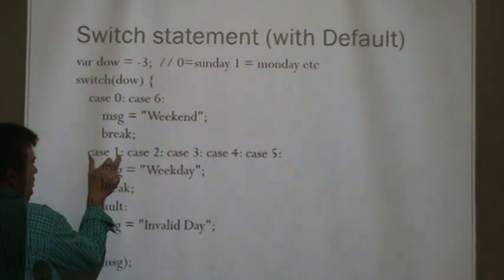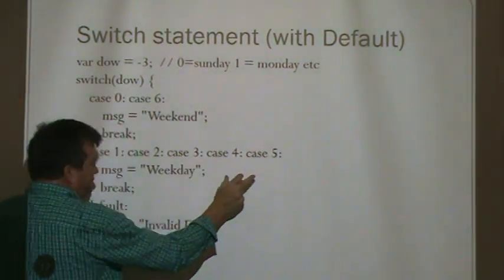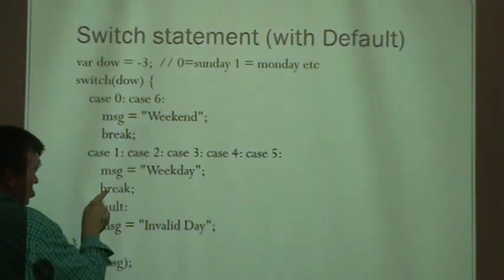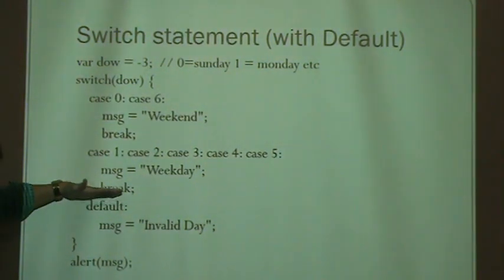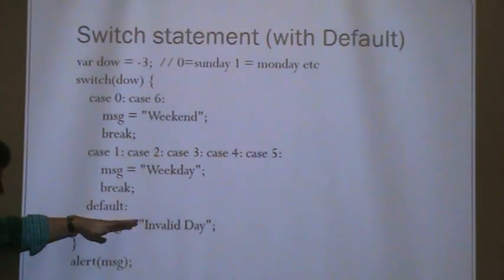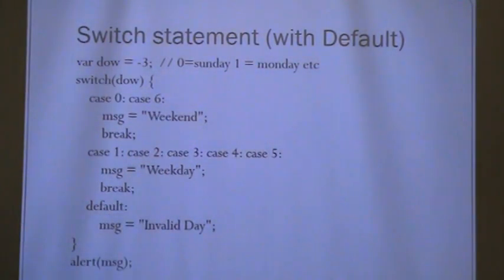If the case is 1 or 2 or 3 or 4 or 5, then the message is the weekend, and again we break out of it. If we made it all the way down and never got anything that became true, then by default, it'll be an invalid day. So now we've handled every case, and then we can print out the message.